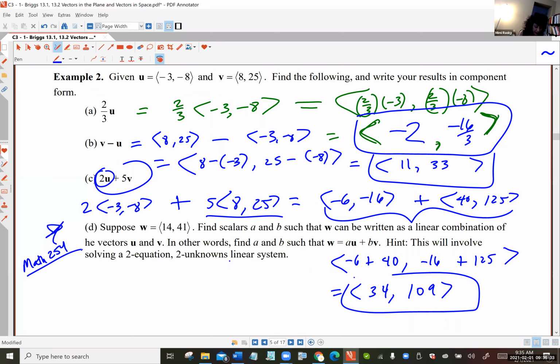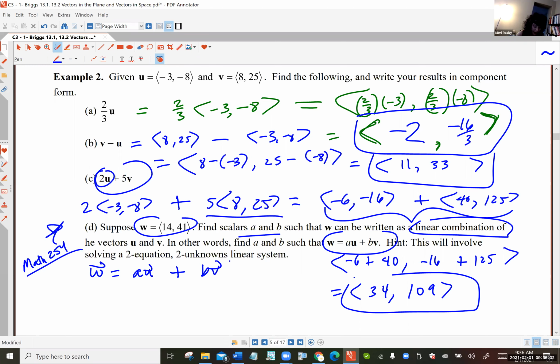So what is it? They're basically giving you a vector W, and they're telling you you're supposed to find a couple of pure real numbers, scalars A and B, such that W can be written as a linear combination of the vectors U and V. And that's a key phrase right there, linear combination. You're going to see that a bit this semester. In other words, they want you to find A and B such that W can be written as A times U plus B times V.